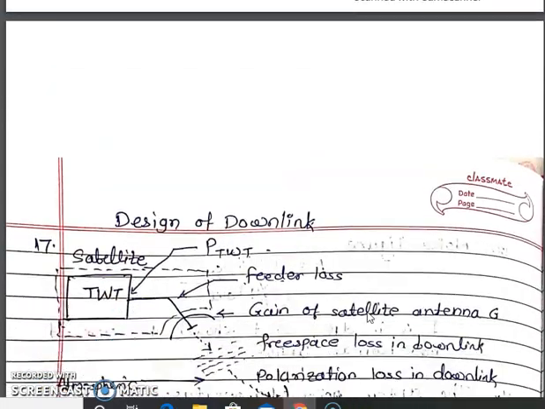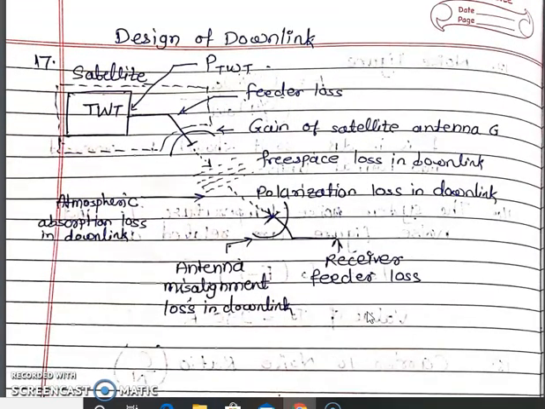Now we will study the downlink and uplink: how downlinks and uplinks are designed, and what losses there are in the design of the downlink. Downlink means from the transponder to the earth station. Uplink frequency is always higher than the downlink frequency. Uplink means from the earth station to the transponder, that is the satellite, and downlink means from the satellite towards the earth station.